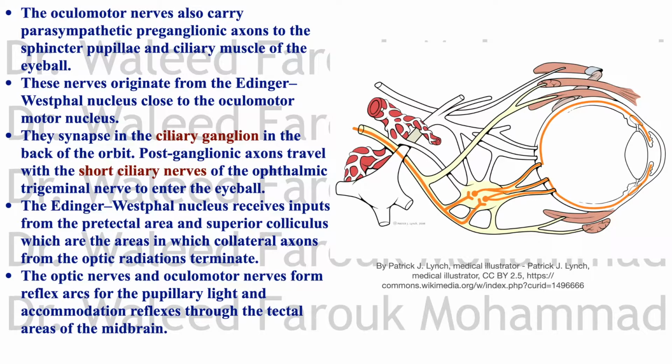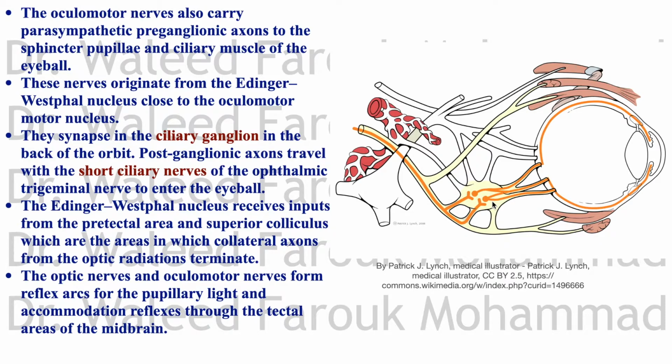Also, do not forget that the oculomotor nerve carries parasympathetic fibers. See that? And you all know that the parasympathetic ganglia are near the organ supplied, so the parasympathetic ganglion responsible for supply of the eyeball is the ciliary ganglion. This is the ciliary ganglion.